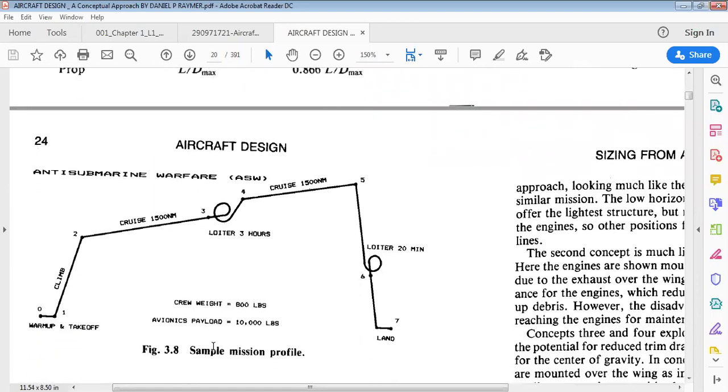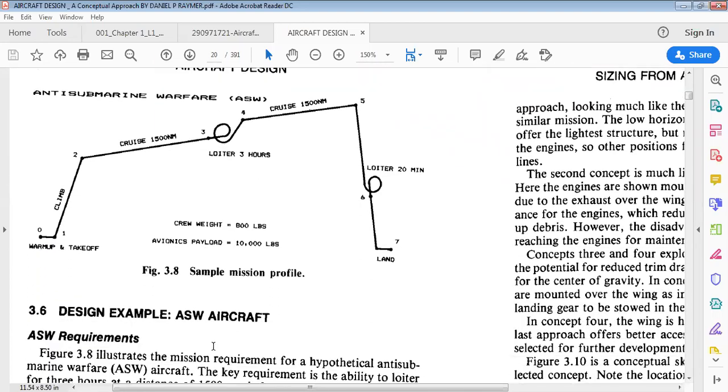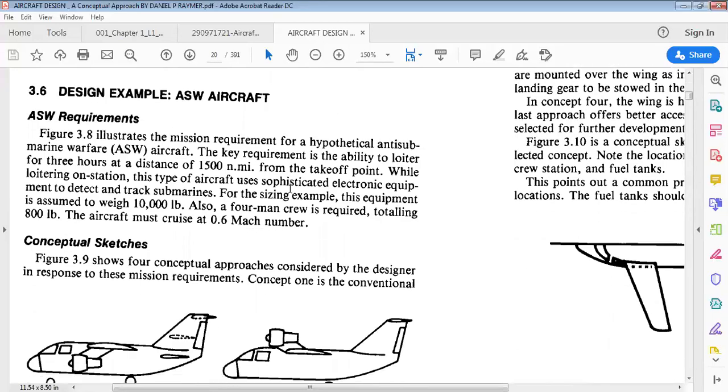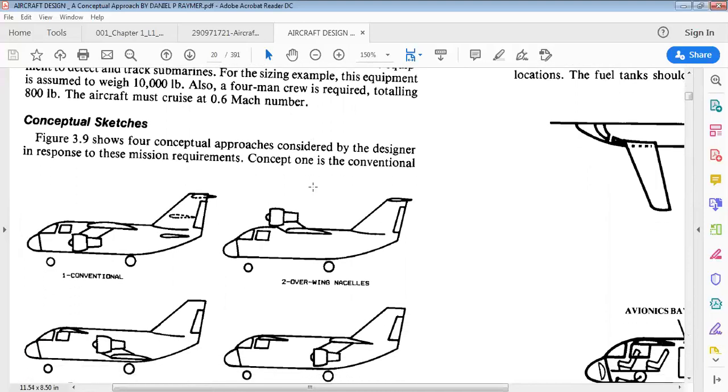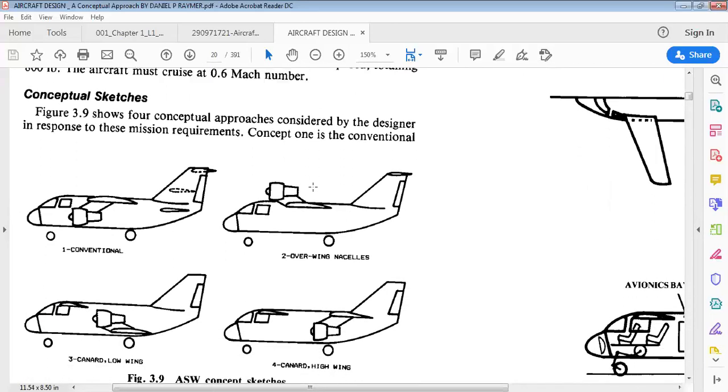Just understand, these are called the mission profile. I will show you. This is warm up and takeoff, climb, cruise, and this is loiter, and this is cruise, loiter, land. These are called mission legs. Already I discussed. Directly I will come to this, which is called anti-submarine warfare. According to that, we will do conceptual sketches, right?